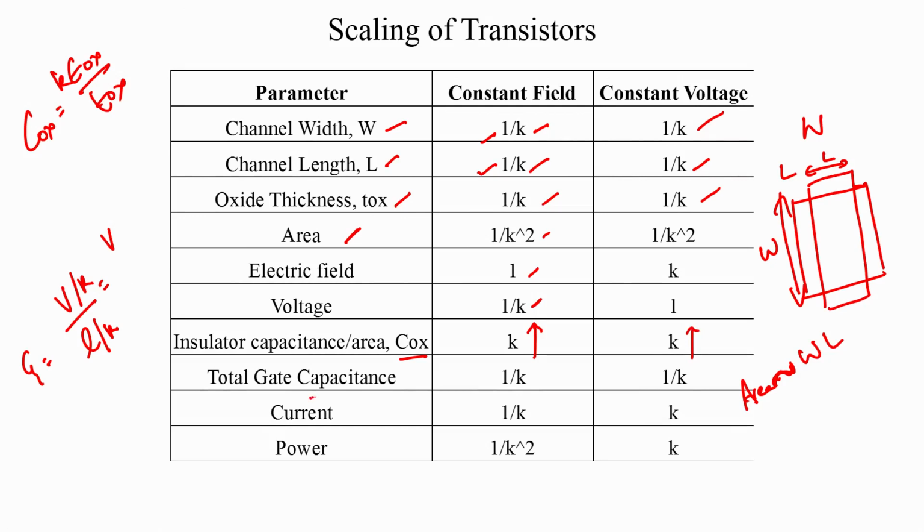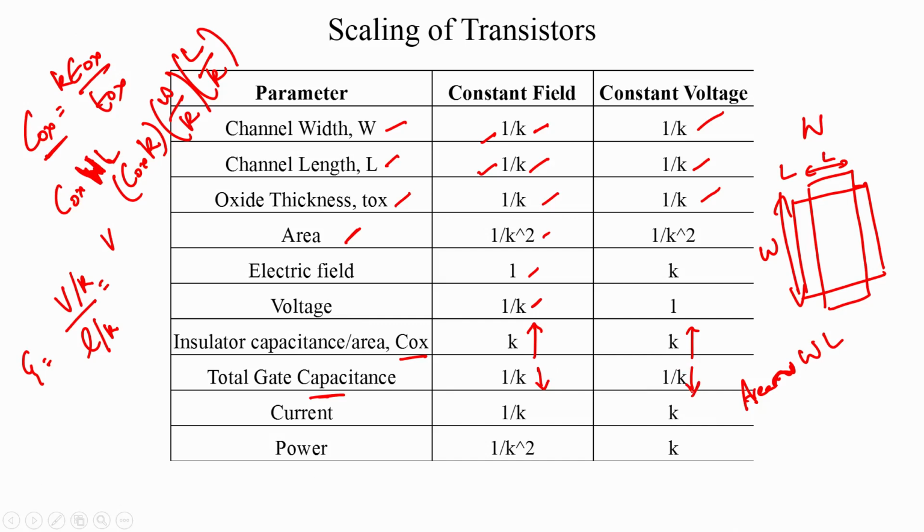Now, what about the total gate capacitance, and what do you mean by the total gate capacitance? This is the insulator capacitance per unit area, and therefore, the gate capacitance is the total capacitance, so Cox into WL, which is the area of the device. Since Cox increased by a factor of k, and W decreased by a factor of k and L decreased by a factor of k, irrespective of whether it is constant voltage or constant field scaling, the total gate capacitance reduces by a factor of k.